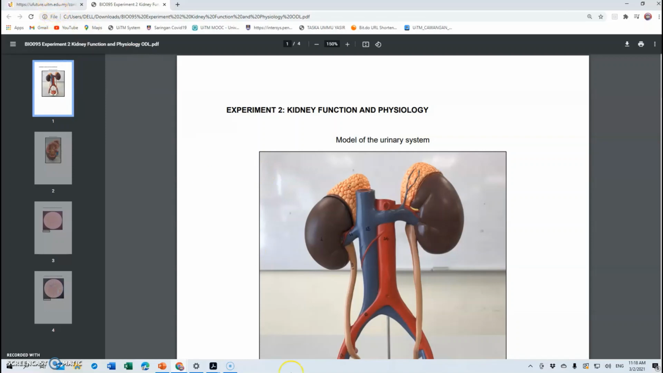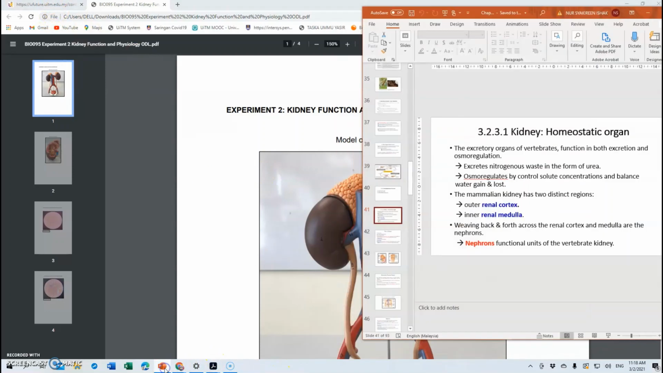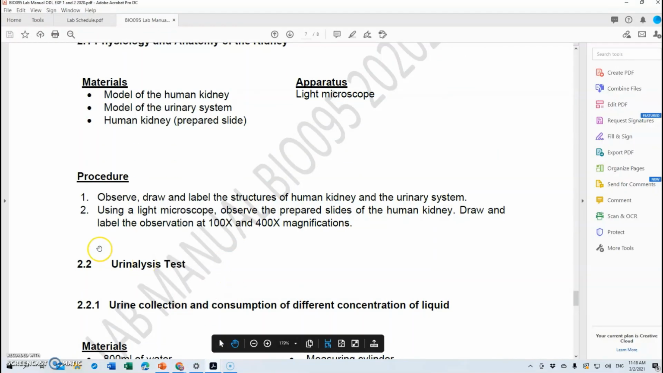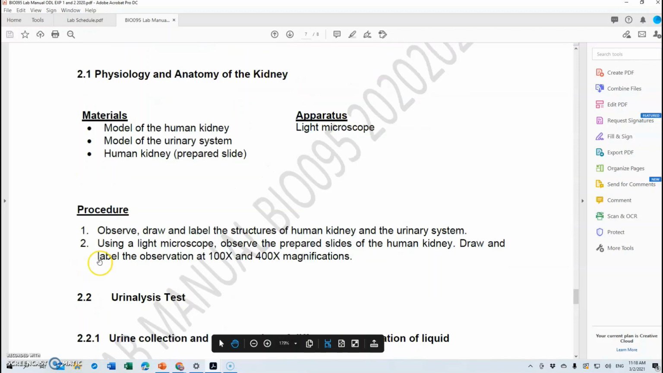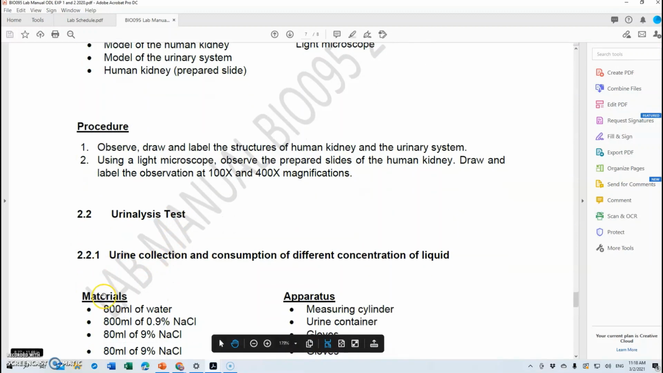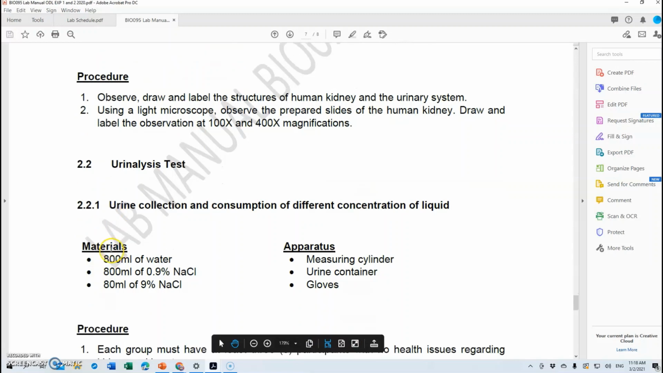And then for the next one, I will go to the next part of the experiment, which is 2.2 on urinalysis test. This one involves urine collection and consumption of different concentrations of liquid. You will need 3 volunteers.